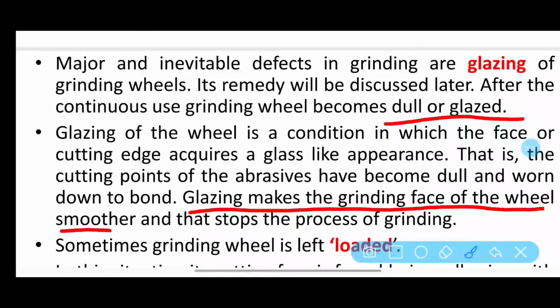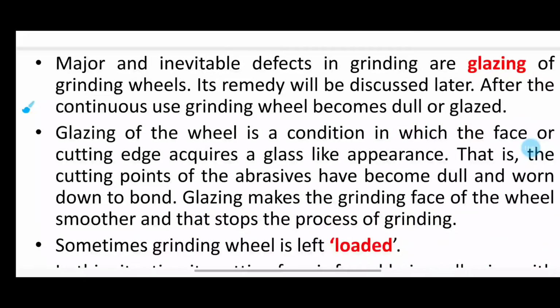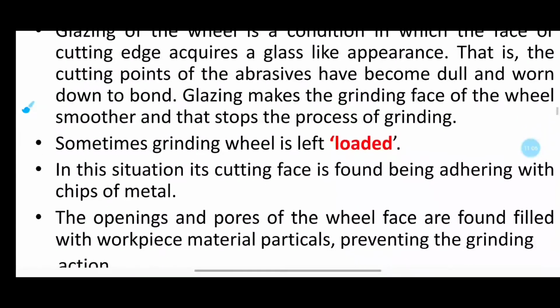So here, because of this dull and glaze, the grinding process might be stopped. Basically, in order to have a grinding finished look in any of the materials, we need to have this grinding wheel sharpened, and it should have a glass-like appearance. If it is not in that condition, it will lead to a stop of the grinding process.